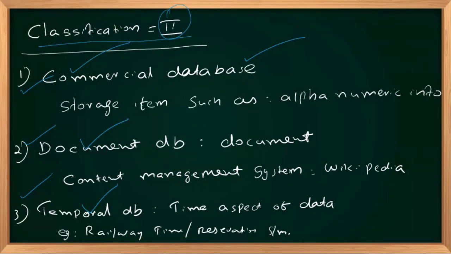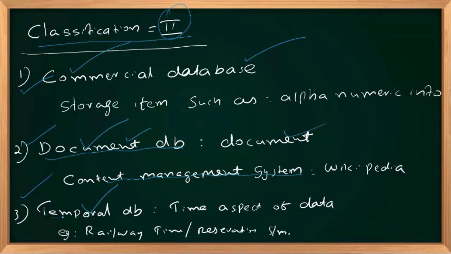Second one is document database. What is document database? Document database is also known as content management system. What is content management system? For example, Wikipedia software. We know that we can find anything or everything about a particular thing in Wikipedia. So Wikipedia consists of a lot of information in a document manner. So Wikipedia database is also known as a document database. Okay.